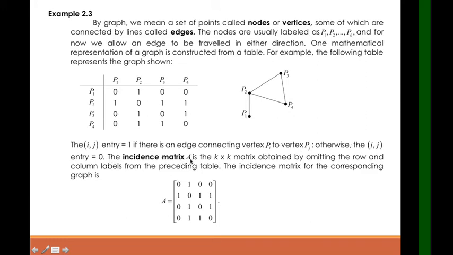The incidence matrix A is a k by k matrix obtained by omitting the row and column labels from the preceding table. The incidence matrix for the corresponding graph is this. So the resulting representation of this graph, which is this one table, turned into this k by k matrix, A equals square bracket of 0, 1, 0, 0. We get it from here. Then 1, 0, 1, 1, 0, 1, 0, 1, and 0, 1, 1, 0.